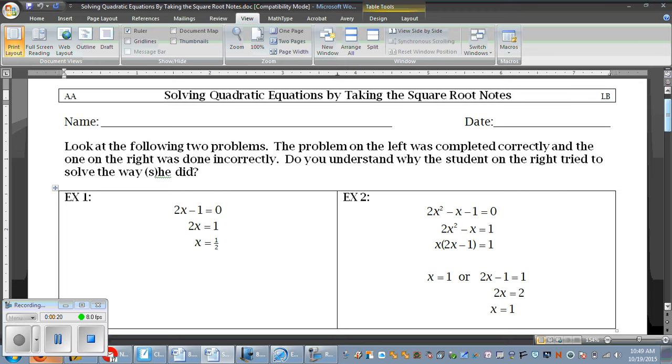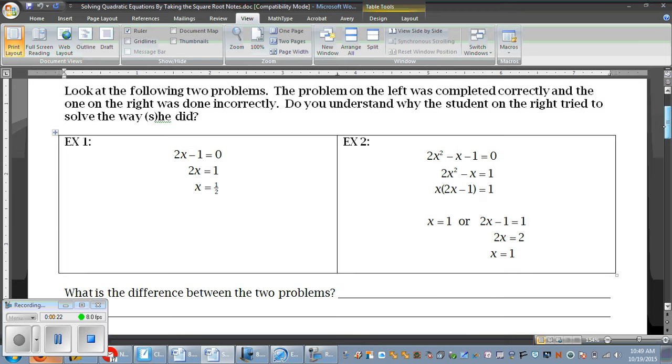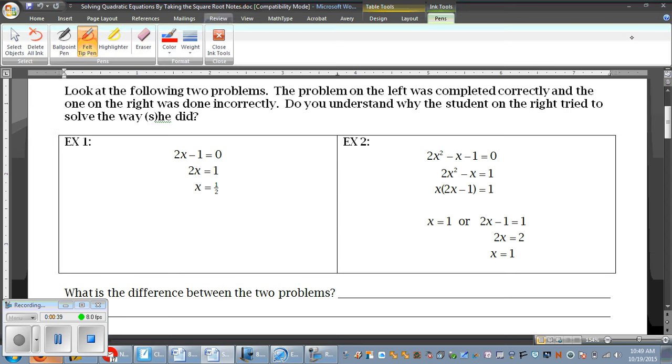But the problem is it can be confusing because if you take a look at the following two problems, the one on the left was completed correctly and the one on the right was done incorrectly. And so the question is, do you really understand why the student on the right tried to solve the way that she or he did? The example on the left is a linear equation. The biggest exponent is 1.